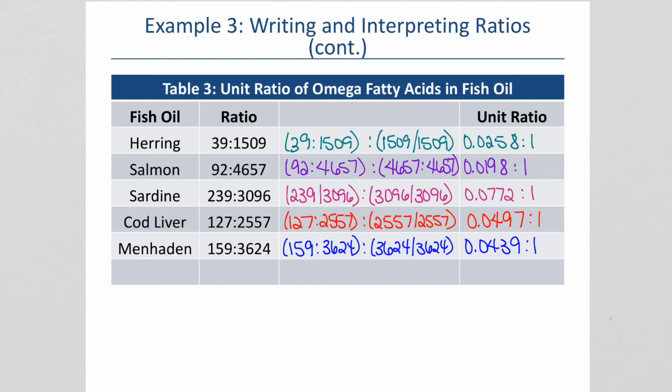0.0439 to 1. Now this really helps us compare to tilapia. I think I spelled that wrong. Because tilapia's ratio is 11 to 1. All of these are much smaller than 1, smaller than 1/10. And yet tilapia's is 11 to 1. So we can see that there's a huge difference there that's making the tilapia more unhealthy.